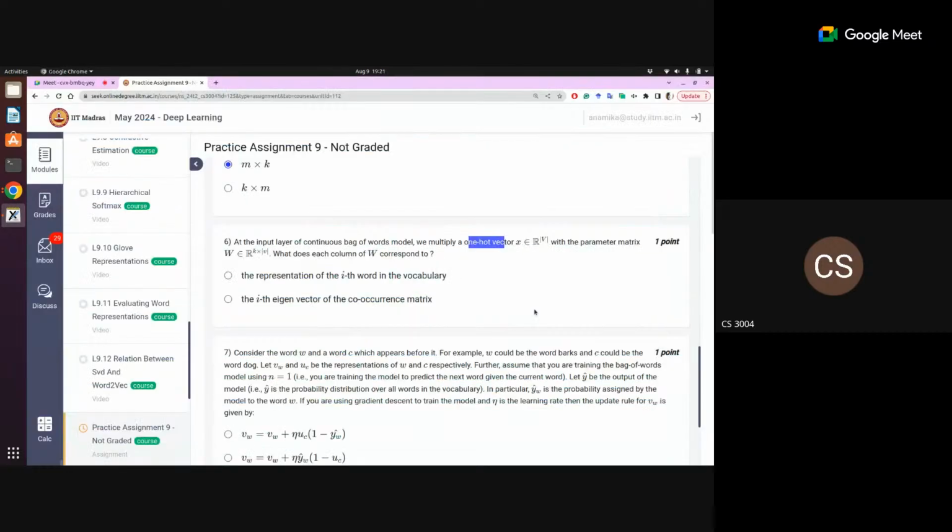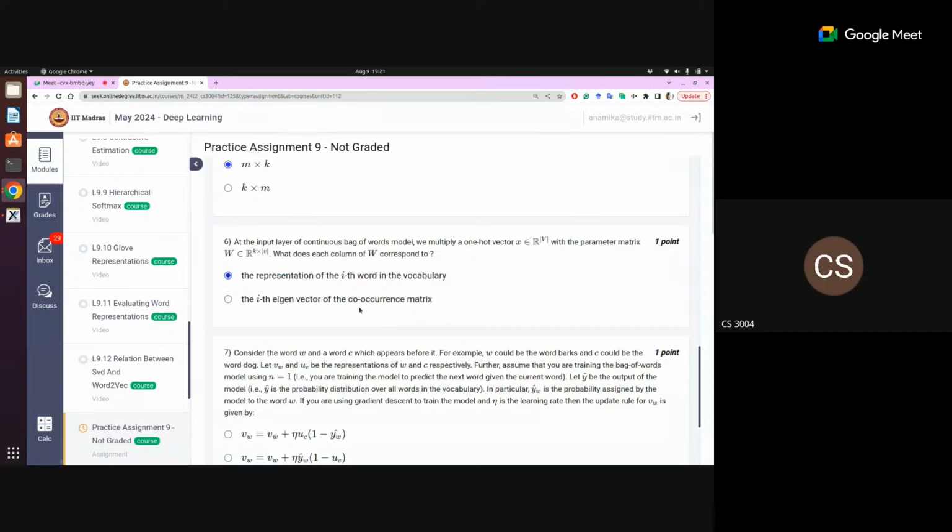What are they asking? What does each column of W correspond to? Each column of W corresponds to the representation of the ith word in the vocabulary. So this should be the correct answer. But just one small thing I'll add: the representation of the ith word when used as a context.